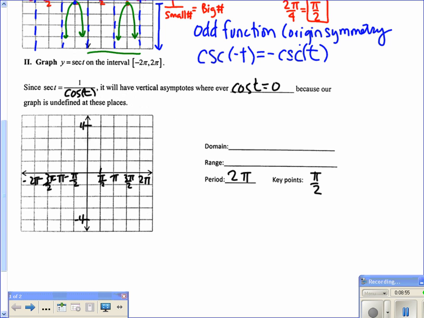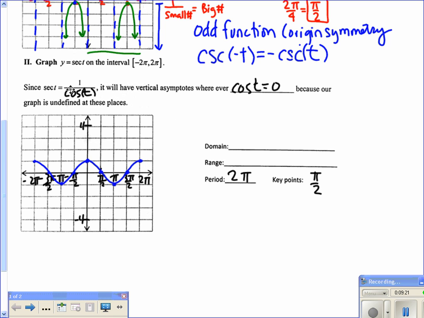Now for this, we're going to first go ahead and graph our cosine graph. Remember, cosine starts up at 1, so the cosine of 0 is 1, the cosine of pi over 2 is 0, pi would be negative 1, 3 pi over 2 is 0, and 2 pi is 1. So this gives us our cosine shape. And then, of course, we're going to go backwards.